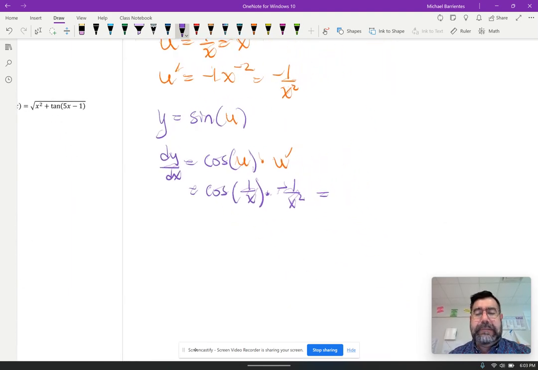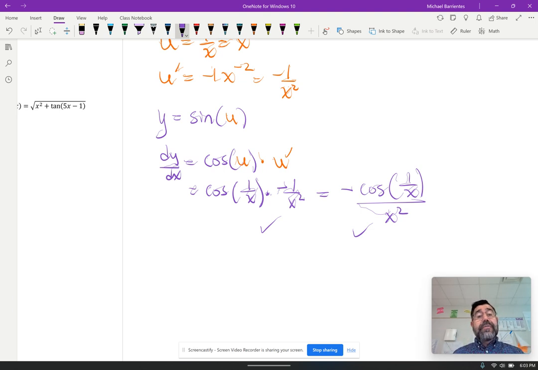Some people might say negative cosine of 1 over x divided by x squared. I guess that's another way to write it, but either one of these would be correct. But the idea is pretty straightforward. If you have an inner and outer function, we take the derivative of the outer function, which was cosine, with the inside function, the inner function still in there, times the derivative of the inner function, which is u prime.